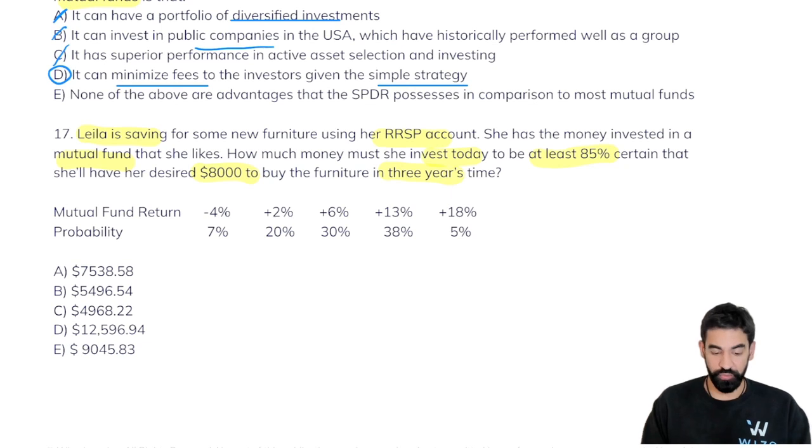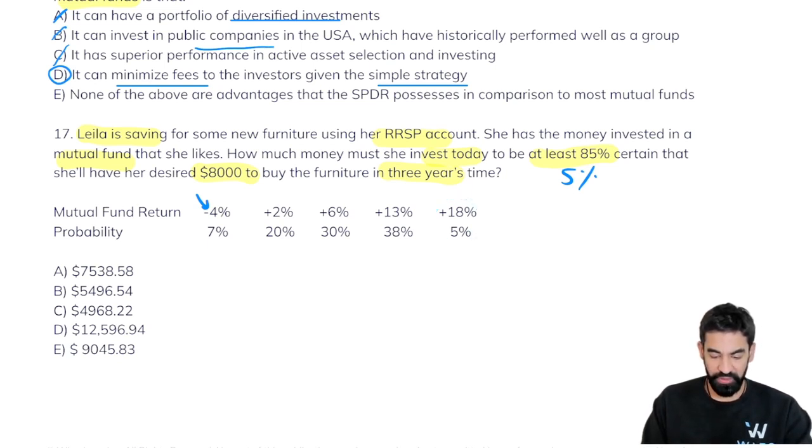Okay, so the first thing is, what if they had not said 85%? What if they said she wants to be 5% certain instead? Then which one would she take? The highest return or the lowest return? You would take the highest return, right? Why would she make negative 4% when she can make positive 18% at least 5% of the time? So then she would have taken the 18% as her return, as her K.